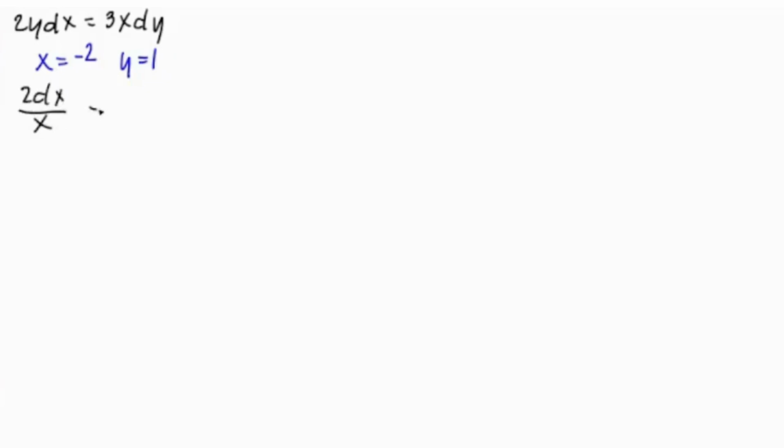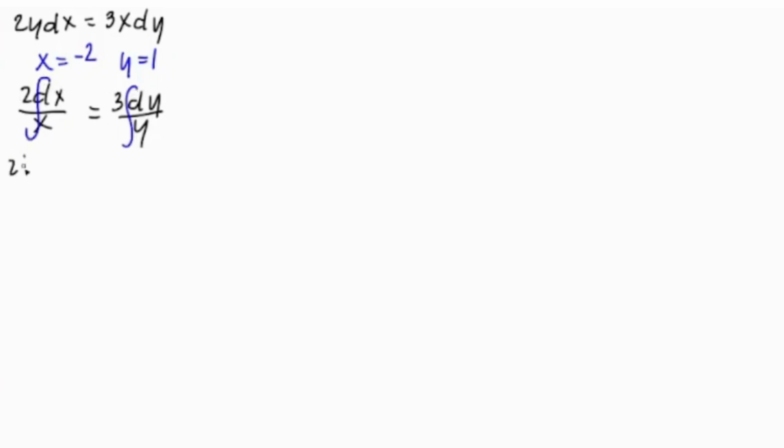Ang problem natin is 2y dx is equal to 3x dy. May conditions na x is equal to negative 2 and y is equal to 1. So, separate muna natin yung variable. So, magiging 2dx all over x is equal to 3dy all over y. Next is, nakaseparate na natin sila. So, i-integrate na natin both sides.